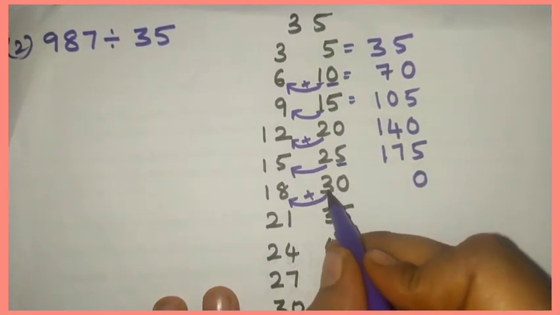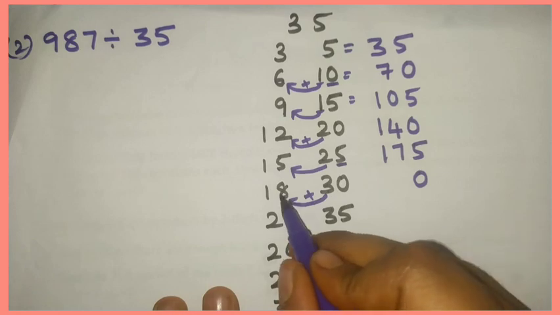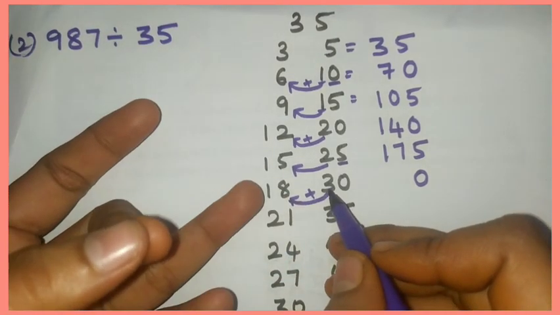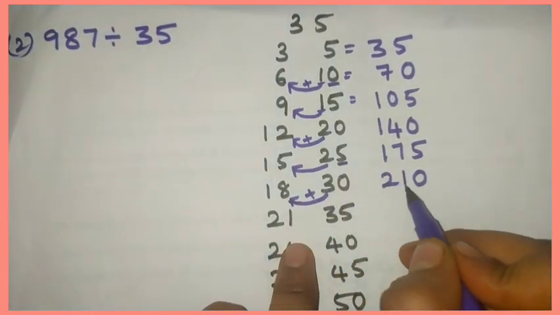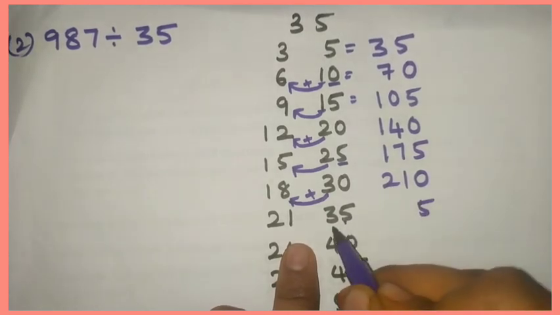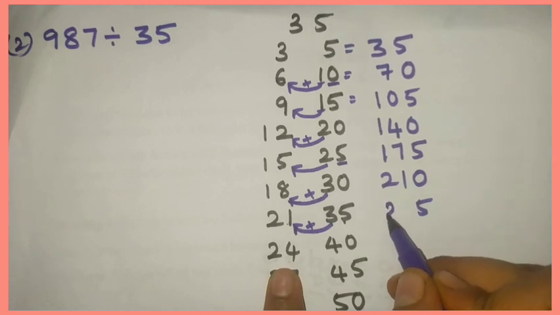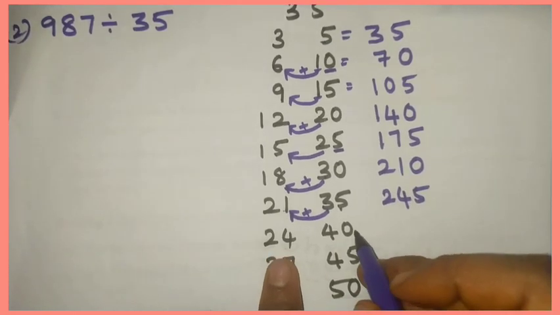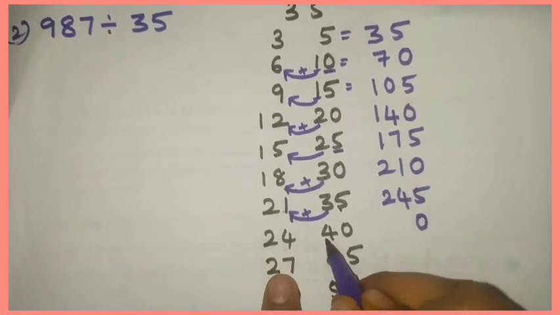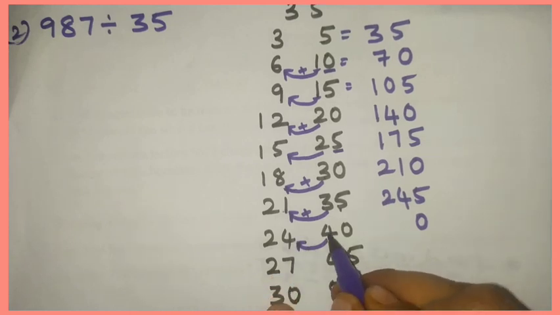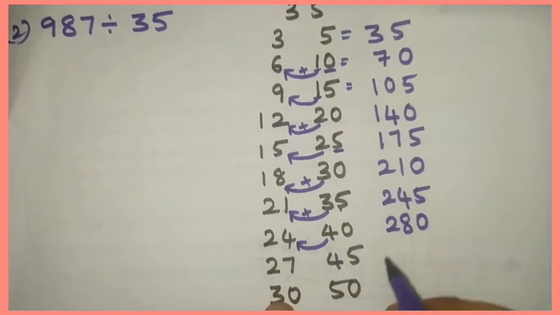The number in the tens place will be added here. 18 plus 3: 19, 20, 21. Next, 5 is written directly, and this 3 is added here. 21 plus 3 is 24. Next, 0 is written directly, and this 4 is added here. 24 plus 4 is 28.